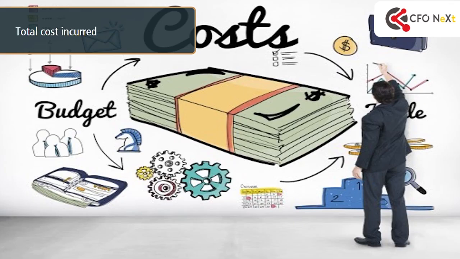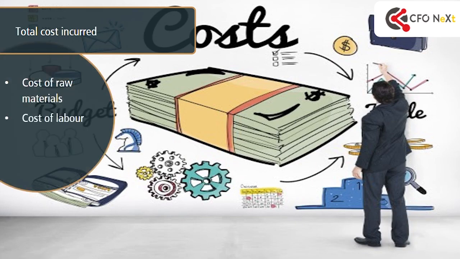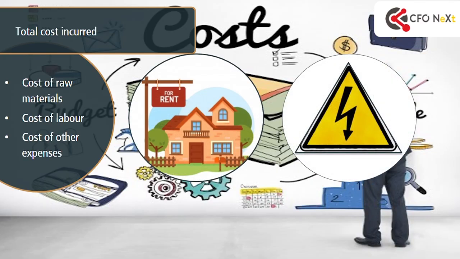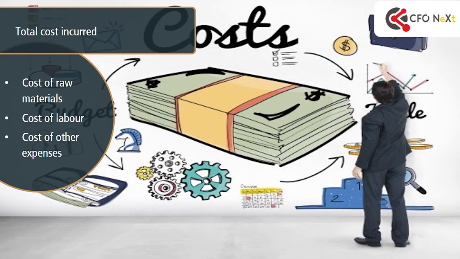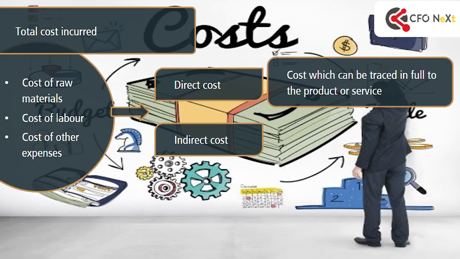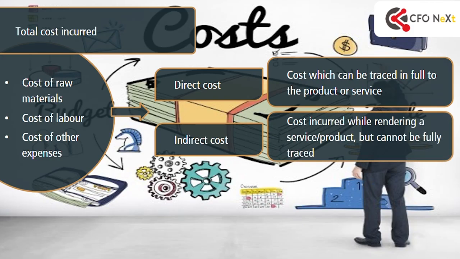Generally, the total cost incurred while providing a service, or developing a product, consists of the following costs. That is, cost of raw materials, cost of labor, cost of other expenses such as rent, power, etc. Each of these cost components are further classified as direct, or indirect nature of costs. Direct cost is a cost which can be traced in full to the product, or service. Indirect cost is incurred while rendering a service, or manufacturing a product, but cannot be fully traced to the product or the service.